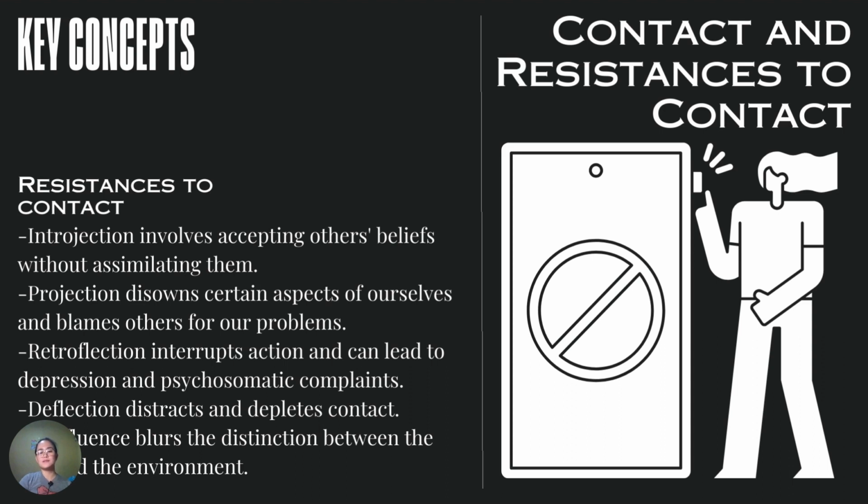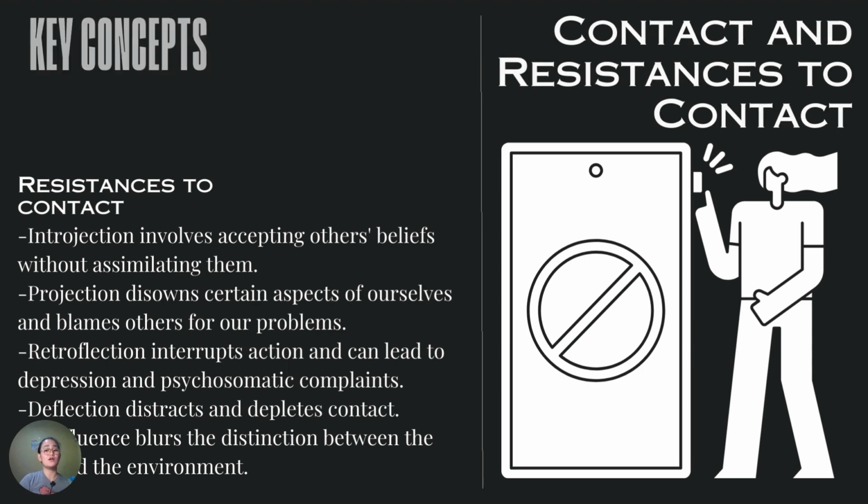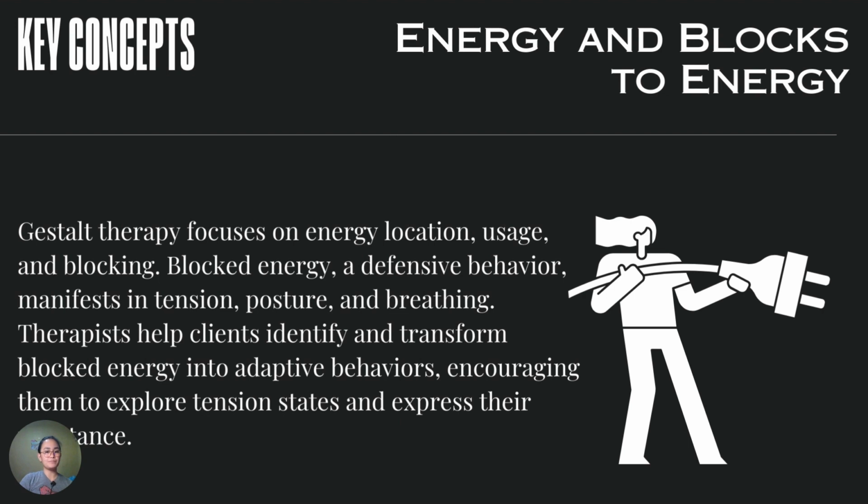Introjection involves accepting others' beliefs without assimilating them, while projection disowns certain aspects of ourselves and blames others for our problems. Retroflexion interrupts action and can lead to depression and psychosomatic complaints. Deflection distracts and depletes contact, while confluence blurs the distinction between the self and the environment. Gestalt therapy encourages clients to become more aware of their dominant styles of blocking contact and resistance.